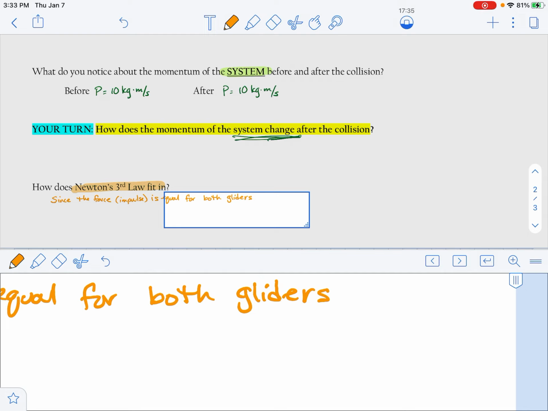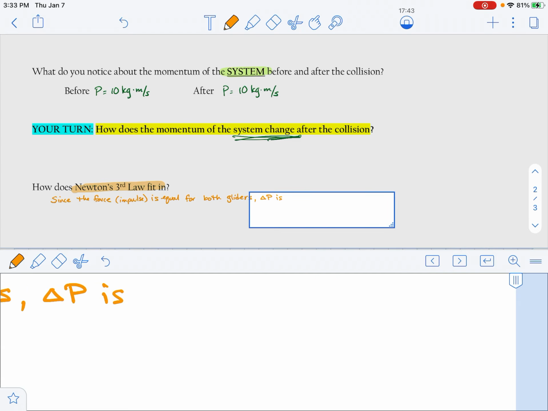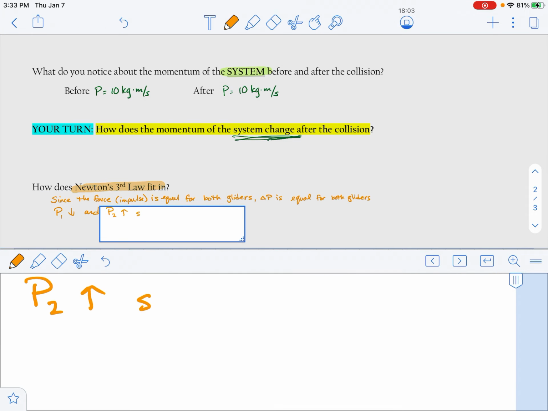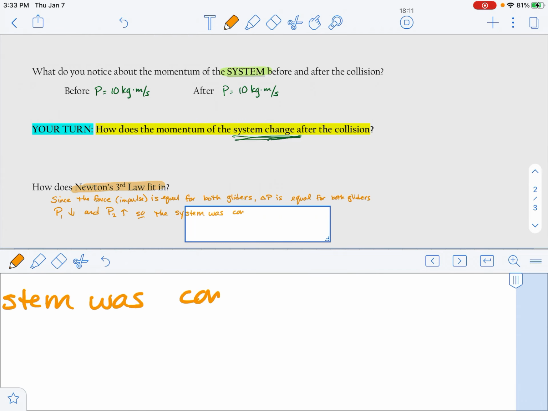So since the force or the impulse is equal on both gliders, that means the change in momentum, I abbreviated a little bit, is equal for both gliders. It's just opposite. The momentum for glider 1 went down. The momentum for glider 2 went up. So the system was constant.